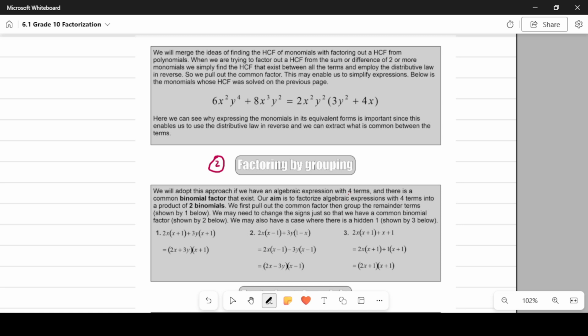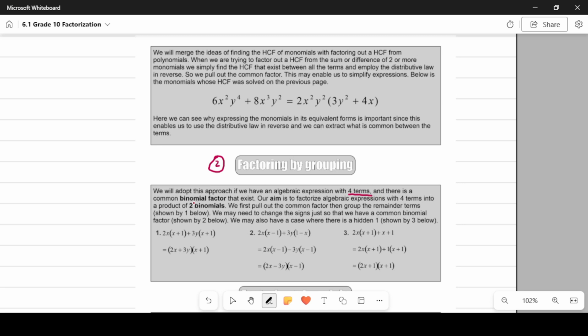Very, very important. Remember when we discussed factorization at grade 9? At the end of the video, I said HCF can be used for unlimited terms, difference of squares can only be used for 2 terms, and trinomials can only be used for 3 terms. What am I saying here? Under factoring by grouping, this can only be used for 4 terms. Very important. I want you to highlight that.